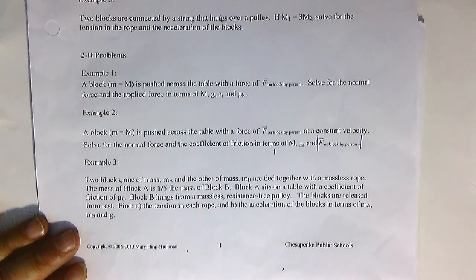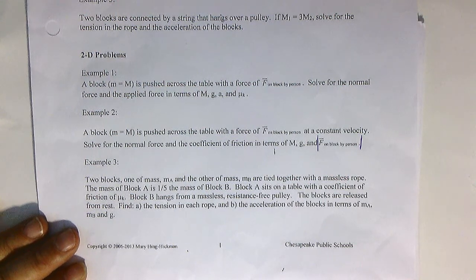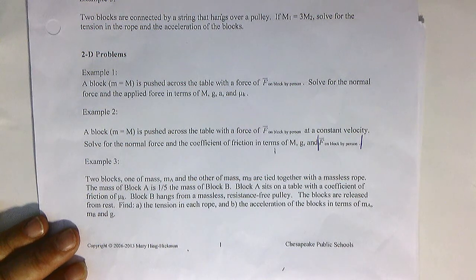Okay, in this example, we're going to be doing a 2-block problem, just like we did in example 5 for the 1D motion. So here we have 2 blocks, one of mass MA and the other of mass MB. They're tied together with a massless rope. The mass of block A is 1/5 the mass of block B. Block A sits on the table with a coefficient of friction of mu sub k.